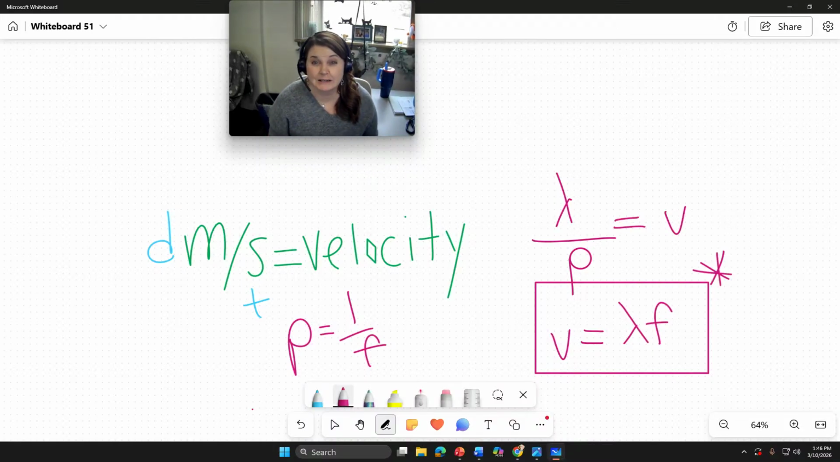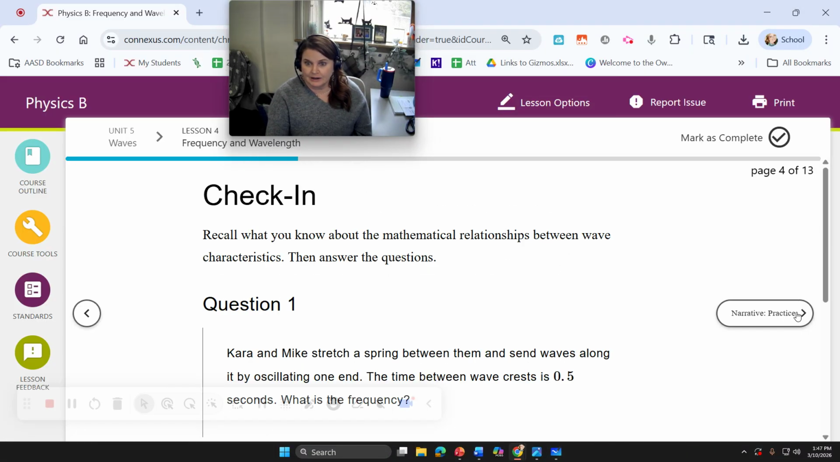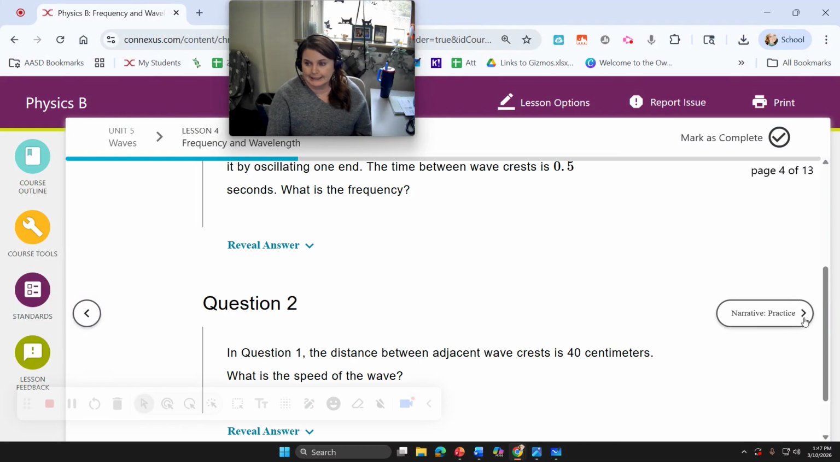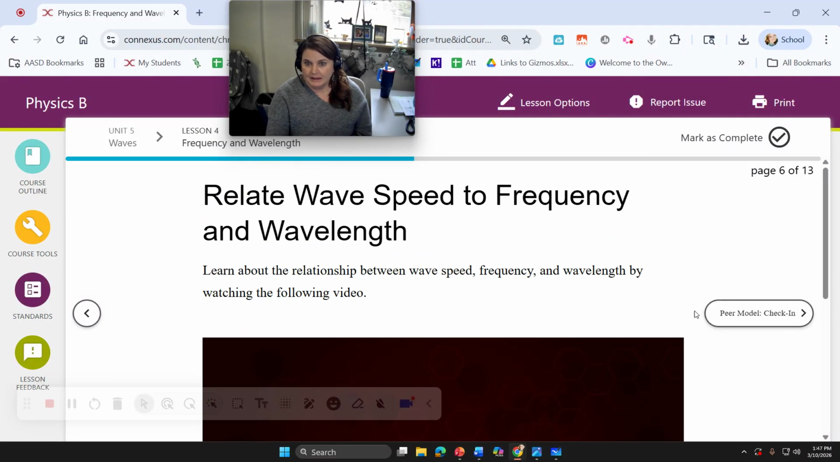And just realize that it is derived directly from your normal speed formula. Distance divided by time is speed, right? Same thing we've been using. Not anything earth-shattering or groundbreaking. So you'll be doing some problems with that in this lesson.